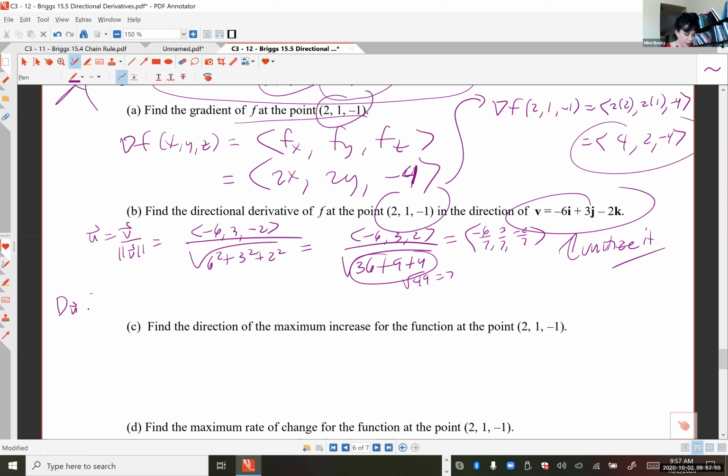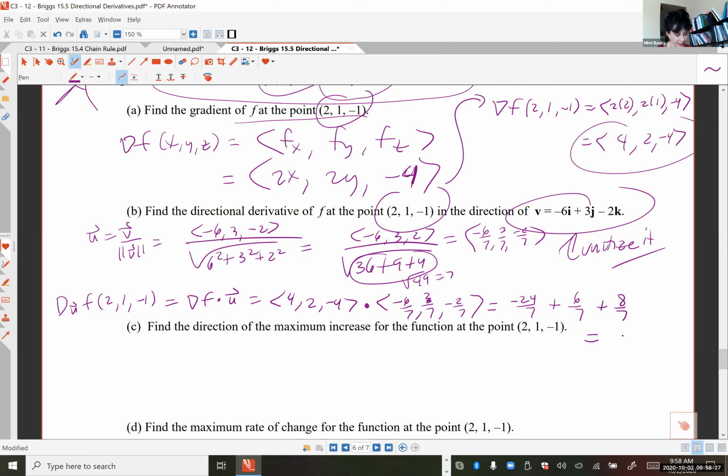And then the directional derivative of the function at the point 2, 1, -1 is going to be the dot product of the gradient with my direction vector. I already got my gradient from part A. Take the dot product of that with my unitized direction vector, -6/7, 3/7, -2/7, and that's going to end up being -24/7 plus 6/7 plus 8/7, and that's going to give me -10/7. Okay?